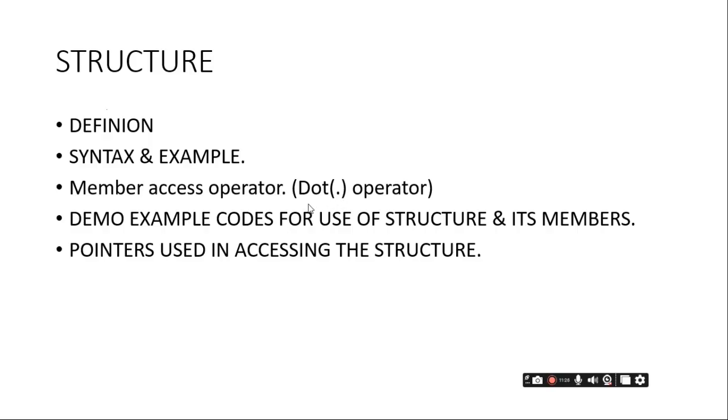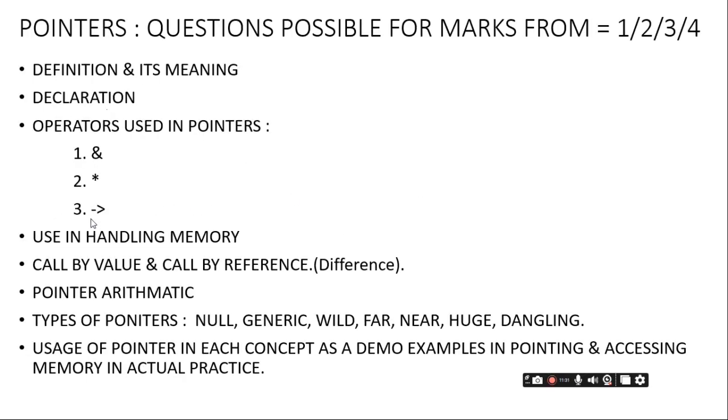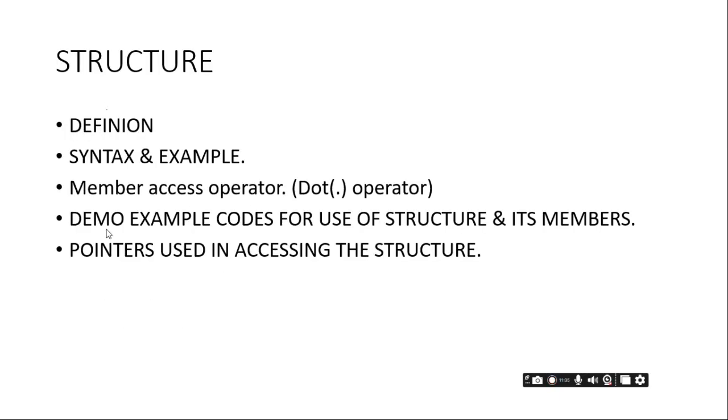While using plain structure, we use the dot operator, and while using pointers within structure, we use this member indirectional operator. Then its demo example codes for usage of structure and accessing of its members. And the last point, pointers used in accessing the structure: how the arrow operator or member indirectional operator can be used in case of structure concept with the help of pointers.